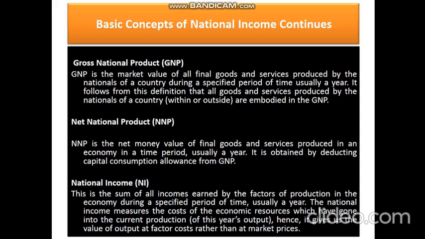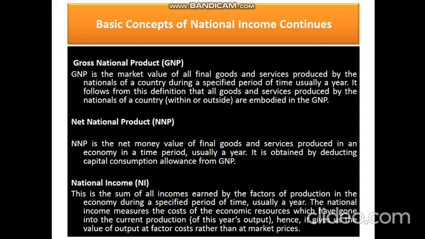Net National Product, NNP. NNP is the net money value of final goods and services produced in an economy in a time period, usually a year. It is obtained by deducting capital consumption allowance from GNP.